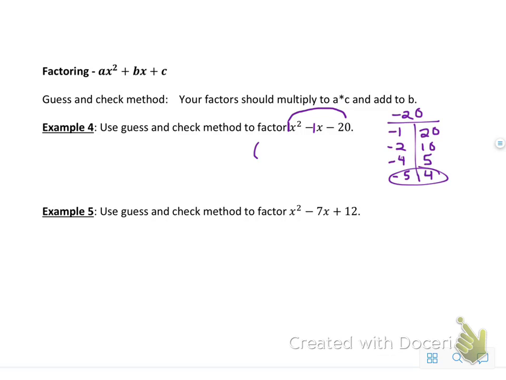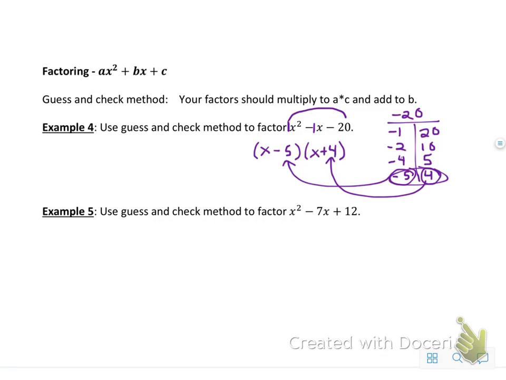So our factors are x, we always have x's, and then the negative 5 goes into one, and the positive 4 goes into the other, and because it's positive, it's a plus. Alright, that's it. Let's try that again.